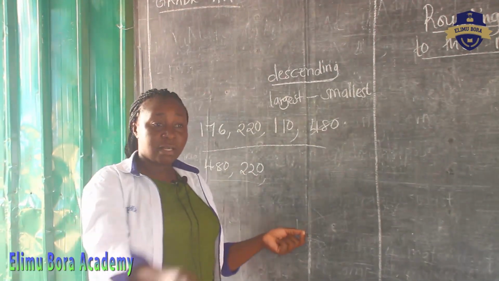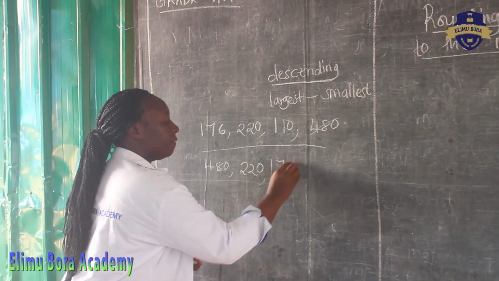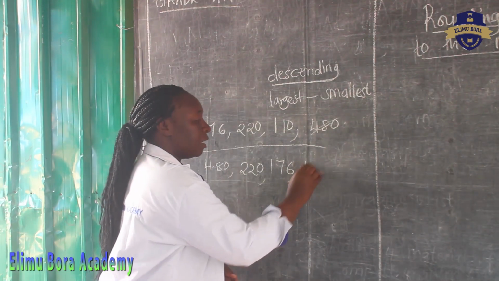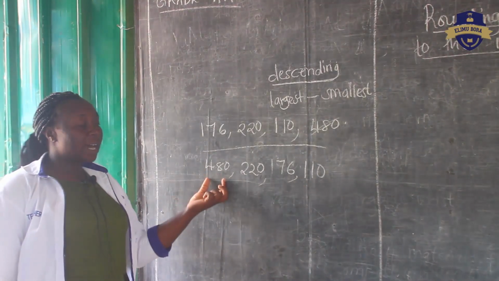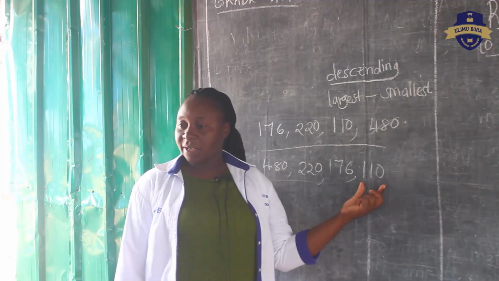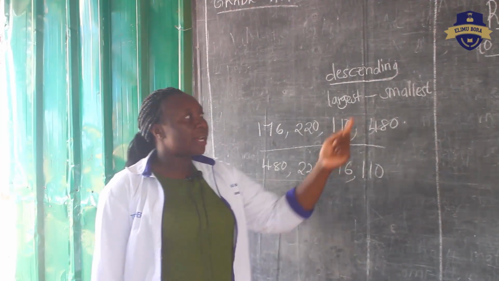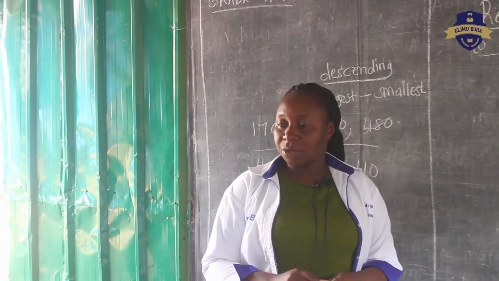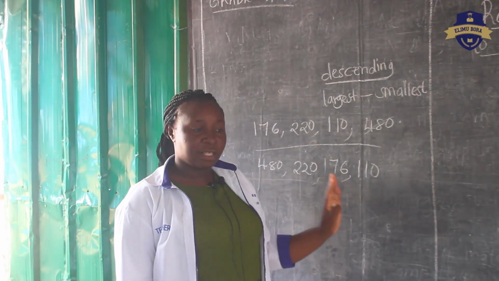This is yesterday's work, yes? Odama? 176, very good. Lastly, everybody? 110 is the smallest number. So when you look at this arrangement here, 480 is the largest number, then 110 is the smallest number. When you arrange numbers like this, you are arranging in descending order. Everybody say descending order. So this is what we were looking at yesterday.